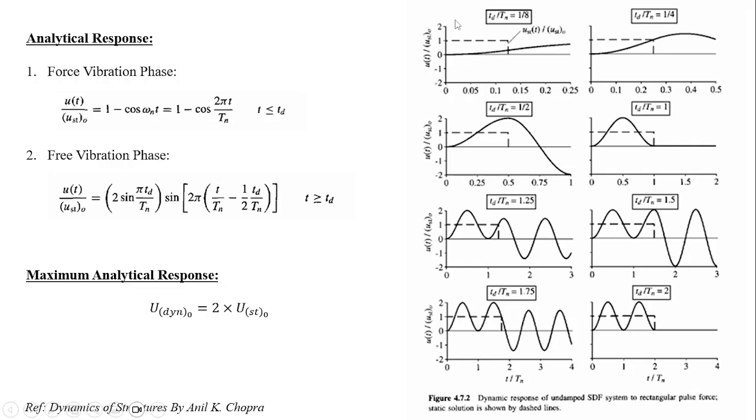In every graph like this, we are plotting u(t) divided by u_st0 on the y-axis. It means the displacement magnification factor. And on the x-axis we are plotting t by Tn, that is, different time instances divided by the natural time period of the structure. That's how he has built these graphs.